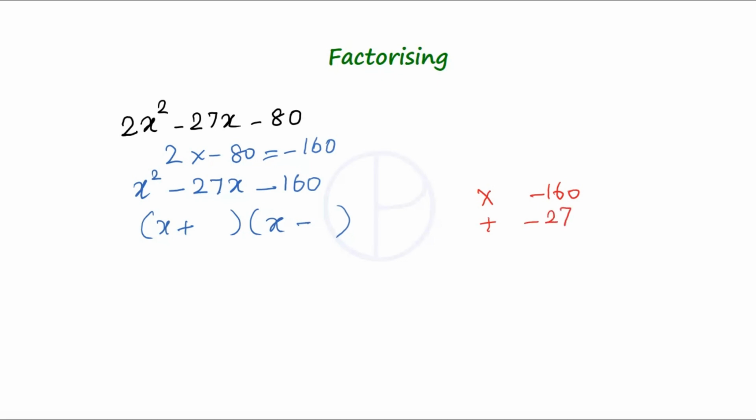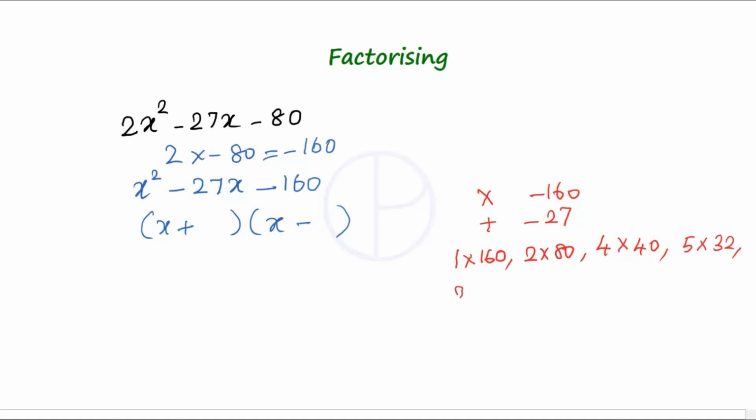Right. Let's list the pairs that multiply to 160. 2 and 80. 5 multiplied by 32. 8 multiplied by 20. 10 multiplied by 16. So which of these pairs have a difference of 27? 5 and 32.